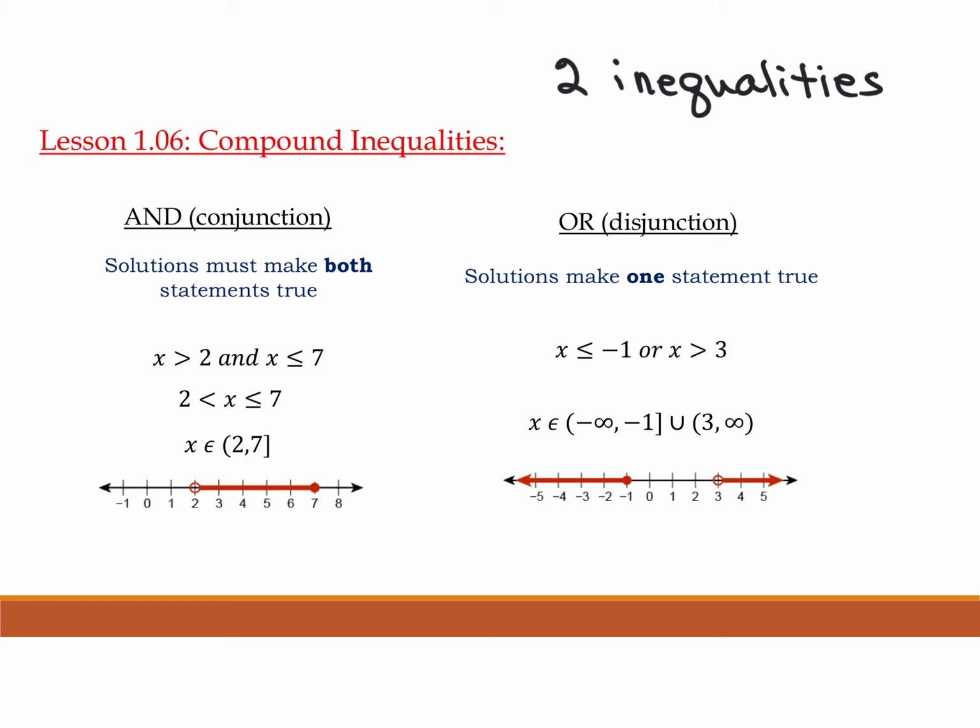Now, the most important part about this is the fact that in a conjunction, both statements have to be true. So in order for something to be a solution, it has to make both statements true. In a disjunction, it only has to make one of the statements true. Let's look at the graphs, and you have 2 basic problems. First one is an "and."